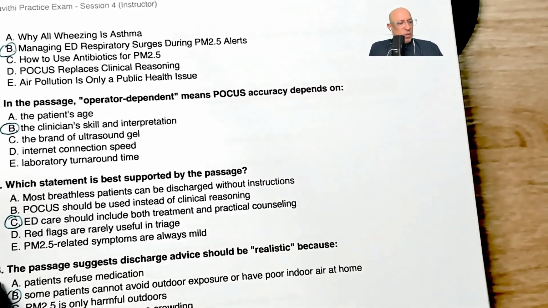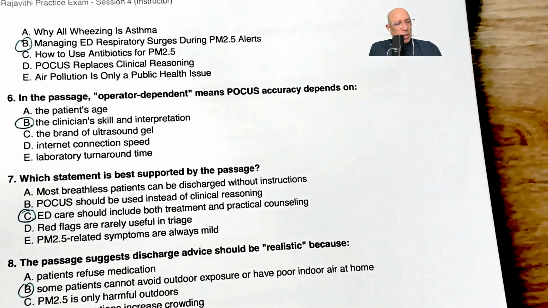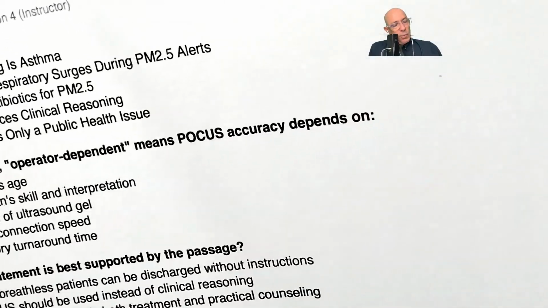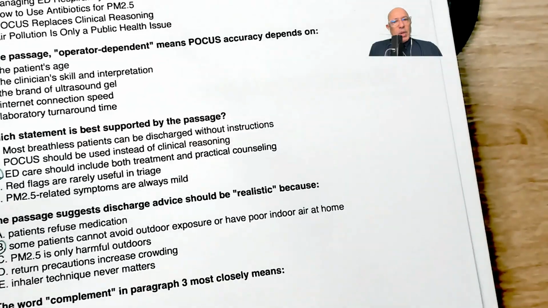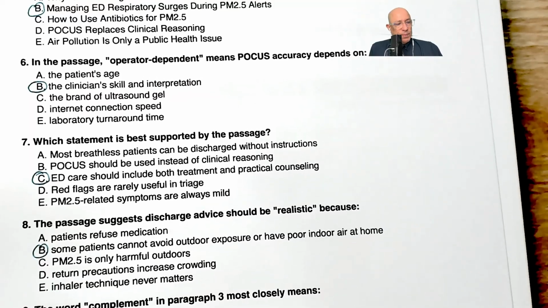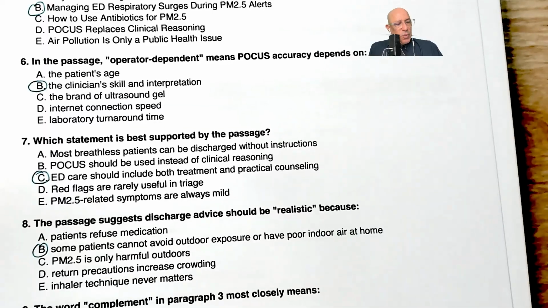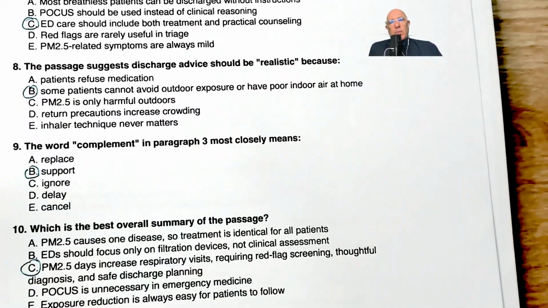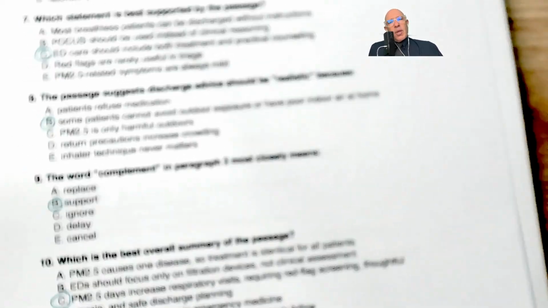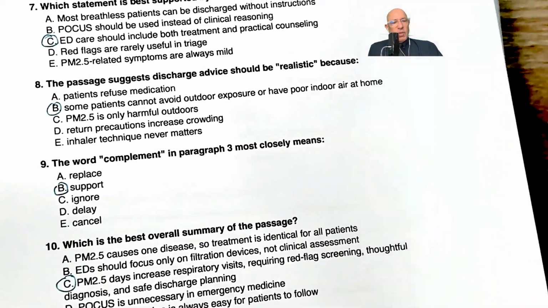8. The passage suggests discharge advice should be realistic because B. Some patients cannot avoid outdoor exposure or have poor indoor air quality at home. 9. The word complement in paragraph 3 most closely means support. Complementary, supporting. 10. Which is the best overall summary of the passage? That'd be C. PM 2.5 days increased respiratory visits, requiring red flag screening, thoughtful diagnosis, and safe discharge planning.